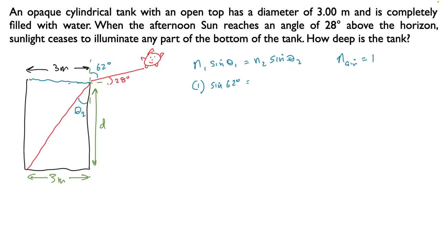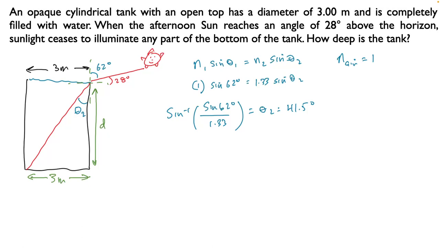Index of refraction of water? We looked it up, it's 1.33 times the sine of theta 2. So I've got the sine of 62 all over 1.33, inverse sine to get this angle. And when I did that, I got 41.5 degrees.